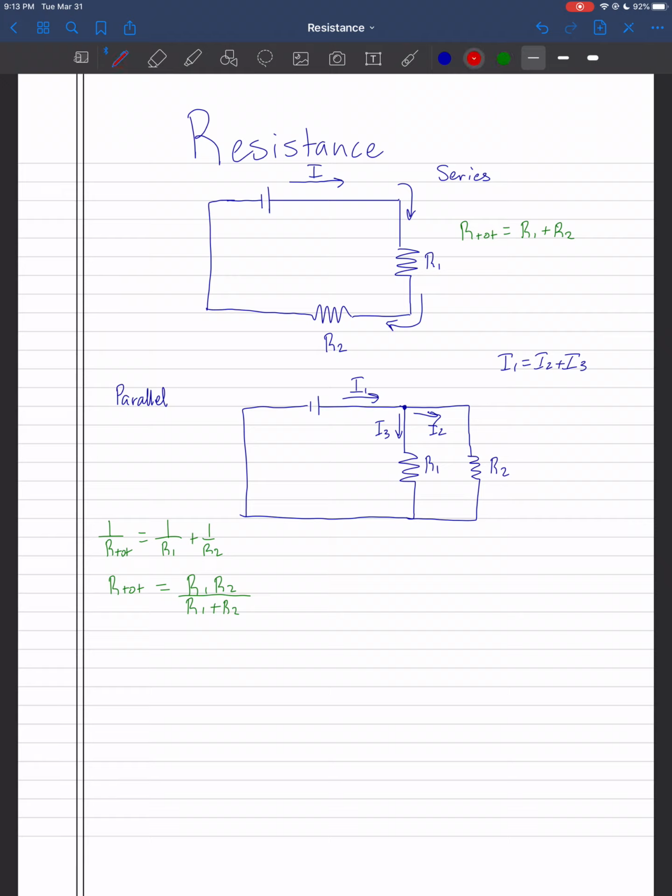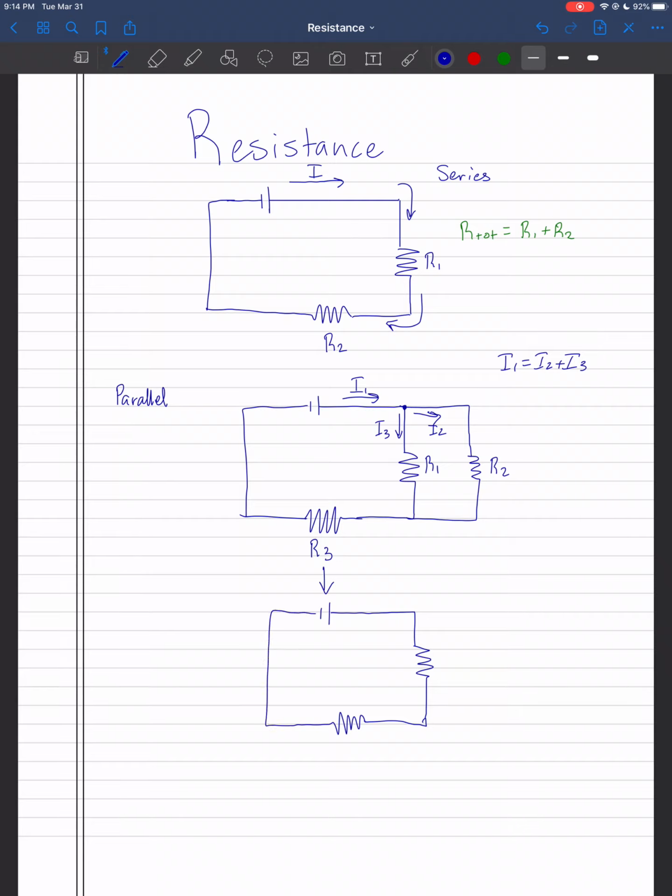Another thing I want to talk about is combining resistors. So let's say my setup looked something like this, okay? Let's say I had a third resistor here. So I'm now going to call that R3. Now I want to find the total resistance of this whole circuit. We're going to do something called combining circuits. So I'm going to turn this circuit into something that looks like this. And that looks pretty similar to our original circuit here, right? Our circuit in series.